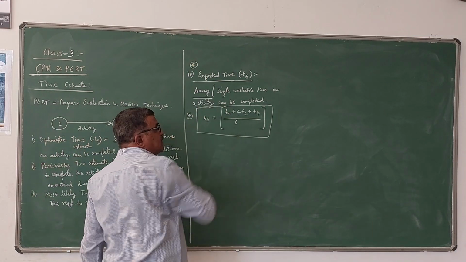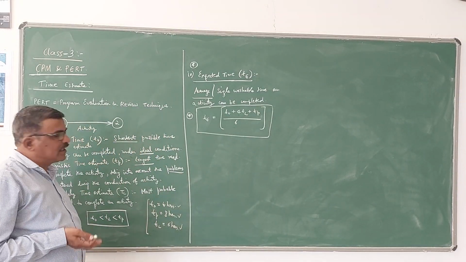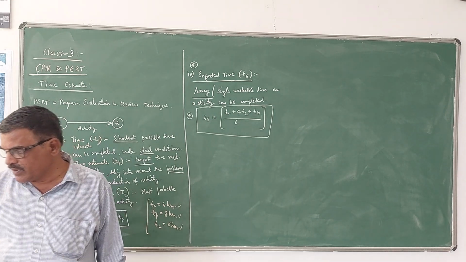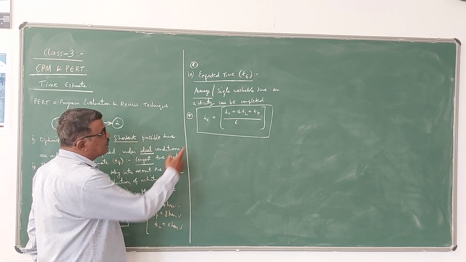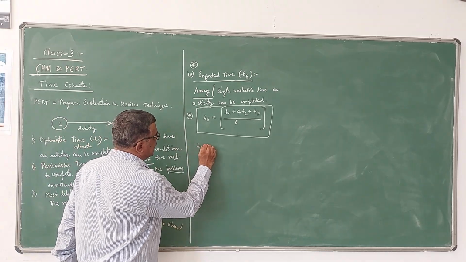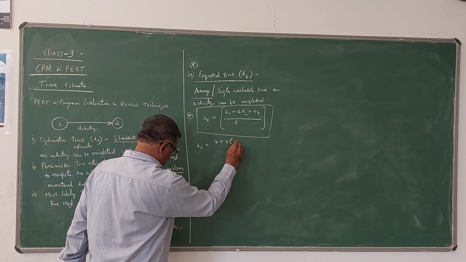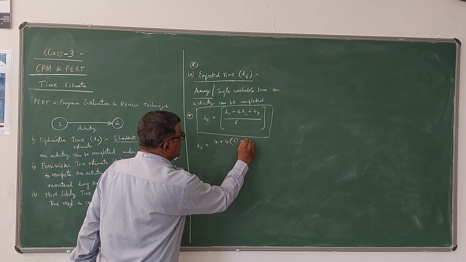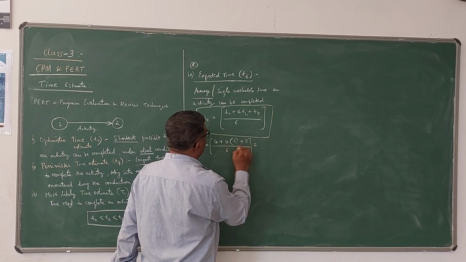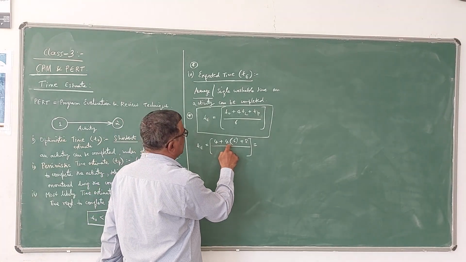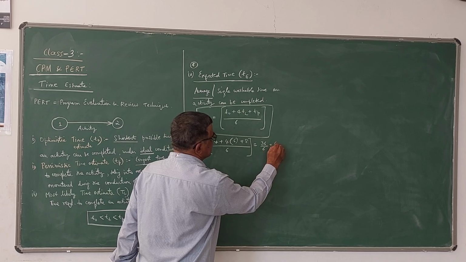So this is most important for us, to compute the critical path method or to review the technique of the program evaluation. Now suppose we take the same example here. TE can be written as TO is 4, plus 4 times TL which is 6, plus TP which is 8, divided by 6. So the value of expected time will be 4 plus 24 is 28, 28 plus 8 is 36, divided by 6, that is 6 hours only.